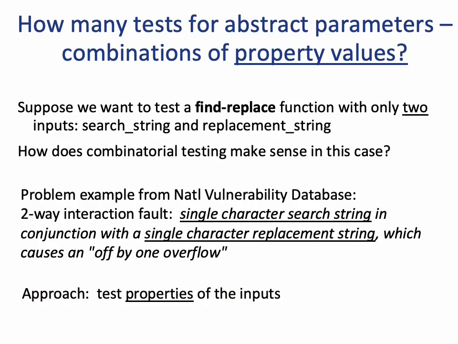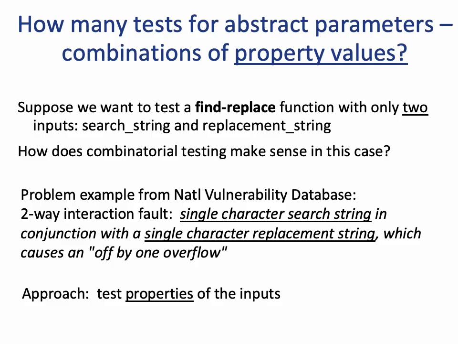So far, we've looked at combinations of many input variables, but we can also use this approach where we have just 1 or 2 inputs, because what we can do is look at combinations of abstract properties. And this is an example. This is from the National Vulnerability Database, which NIST maintains, that documents all publicly known vulnerabilities in software.